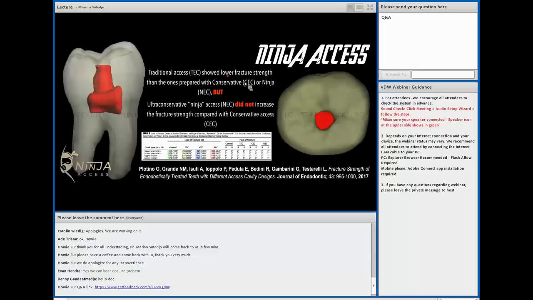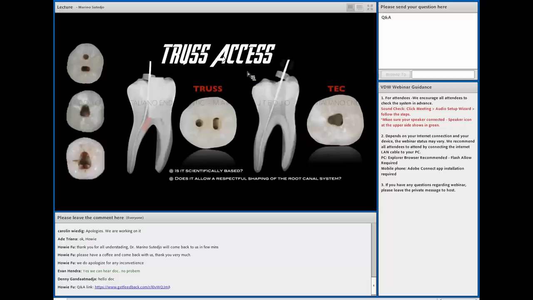So by limiting our traditional access cavity to just a conservative access cavity is enough. We don't need to do ninja access because visibility is definitely very low. And I don't know, if you are a highly skilled clinician, you might be able to do it in a perfect way. But it is not something that we can regularly do or use as our daily type of access cavity.